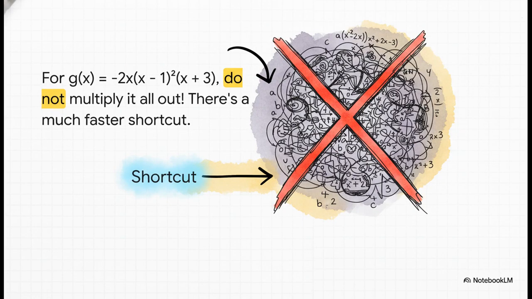Okay, time to level up. What if you get a polynomial that's already factored, like this one? Now, your first thought might be, oh no, I have to multiply all of this out. But wait, don't do it.